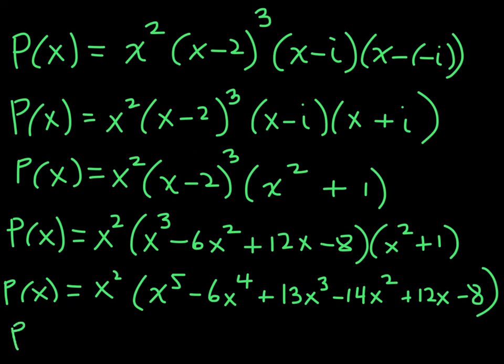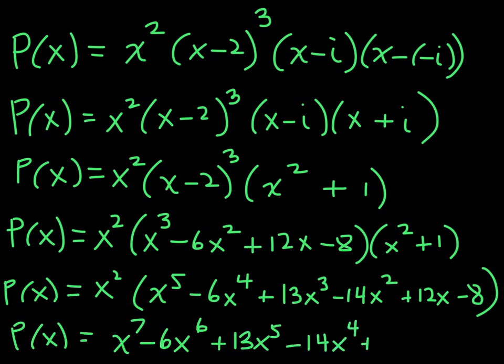So I get, I think my final answer here, I get x to the 7th minus 6x to the 6th plus 13x to the 5th power minus 14x to the 4th plus 12x cubed minus 8x squared. That is my final answer. This is a degree 7 polynomial function. It's the polynomial of least degree, having all of the zeros that we had mentioned in the very beginning. The zeros, I can still see them, 0, 2, i and negative i.